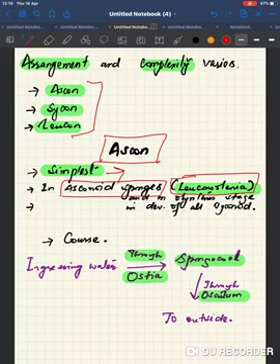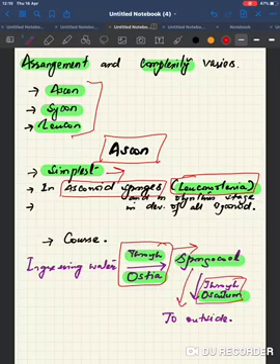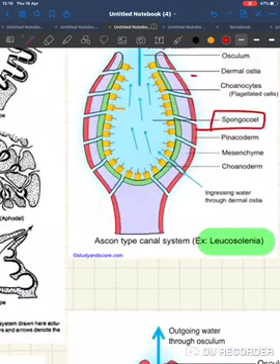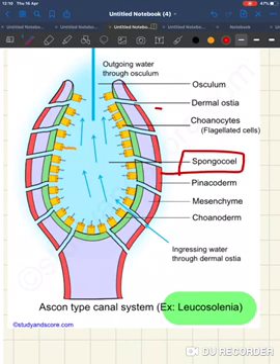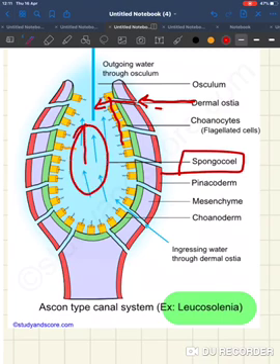The course the water follows in this type of canal system is that water enters into the body through ostia, and then it moves directly into the spongocoel, the central cavity, and from the spongocoel it moves to the outside through the osculum. Let me show you this in this diagram. Look, students, these are dermal ostia. Water enters through dermal ostia, and due to these flagellated cells, this water current is caused, and water moves from the ostia into the spongocoel, this central cavity, and from the central cavity it moves out through this osculum. This exit pore is called the osculum.